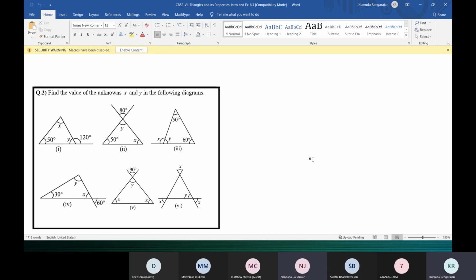Yes ma'am, x is equal to 70 degrees. Now how will we find y? There are two ways of finding y.